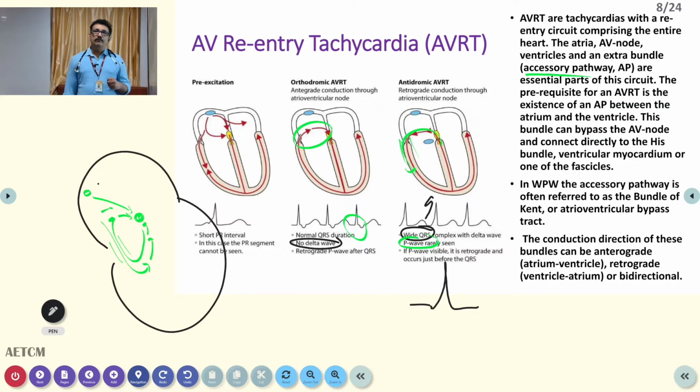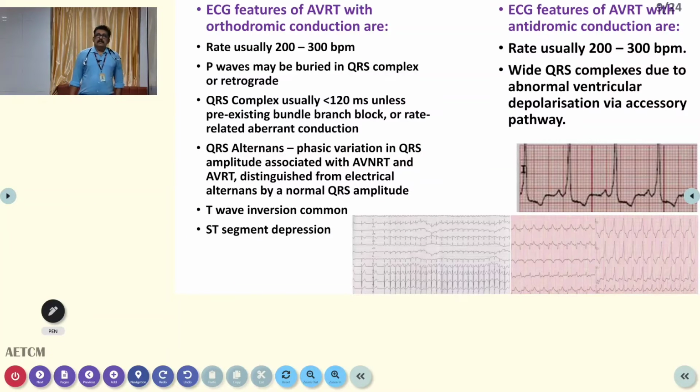This is AV re-entry tachycardia. This is through a faster pathway. That pathway is called the bundle of Kent. So, we have to think about AV re-entry tachycardia with orthodromic conduction and antidromic conduction. How is the ECG different? First we will see the orthodromic conduction.